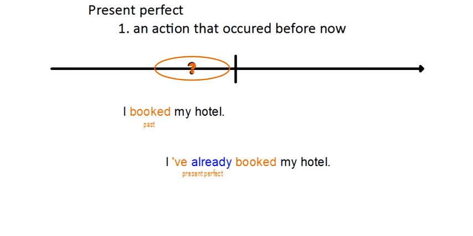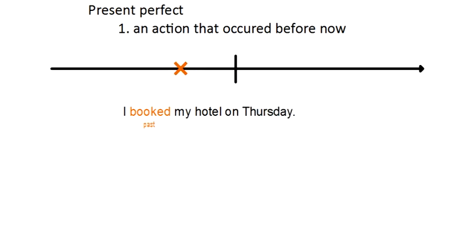This is the first thing I'd like to tell you about the present perfect. It is an action that occurred before now. But be careful with that definition, and I'll show you what I mean. What if I said this? I booked my hotel on Thursday. This is the simple past, not the present perfect.